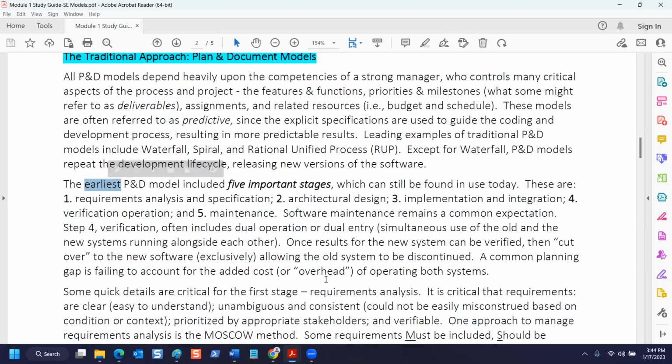Now in subsequent models, in the later models, some things changed, right? Any questions about the basics and the original models?